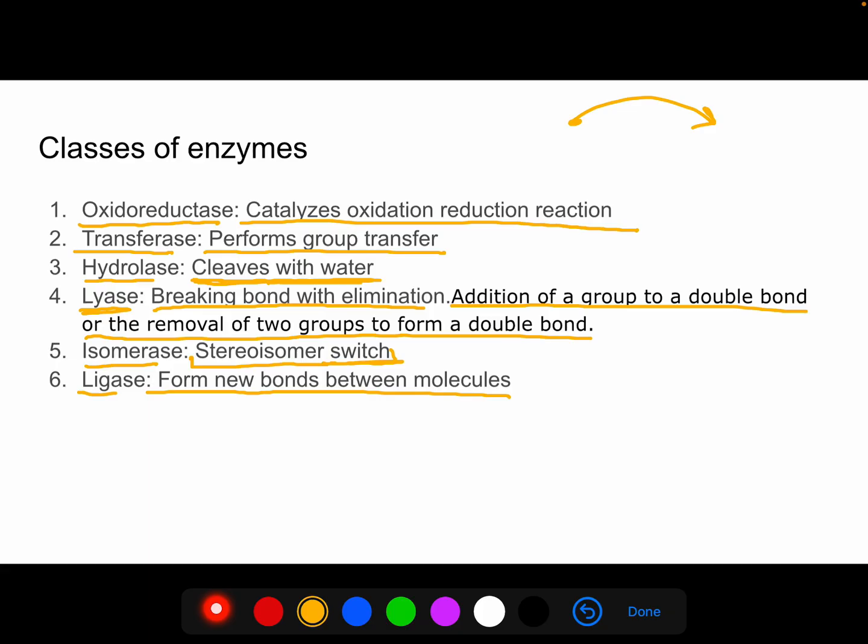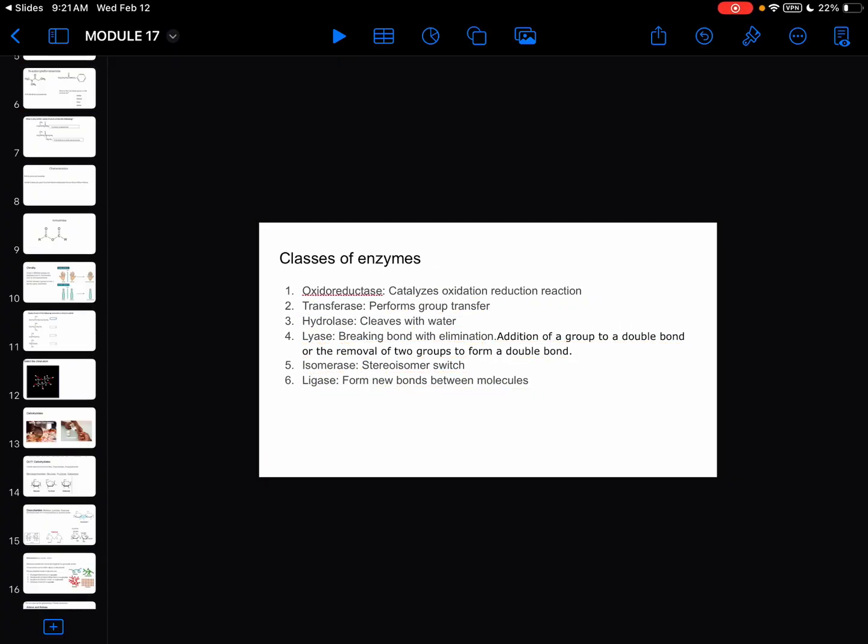And again, you will have questions in the Cengage activity, and you can come back and look at this chart when you need help. Okay, that's it.